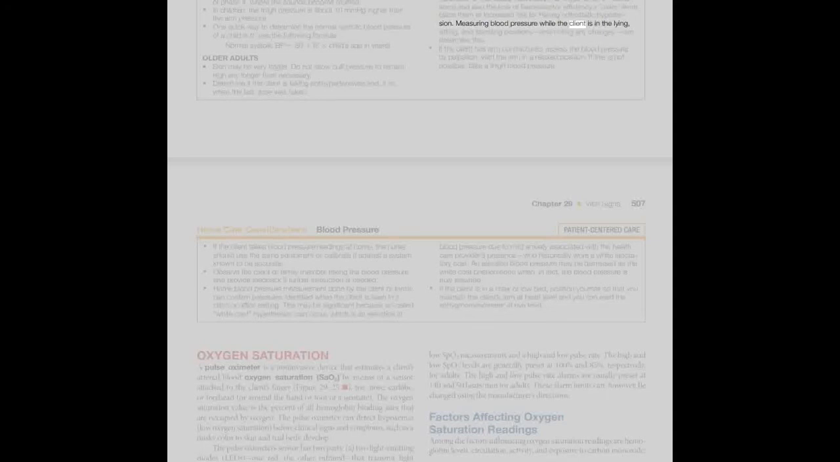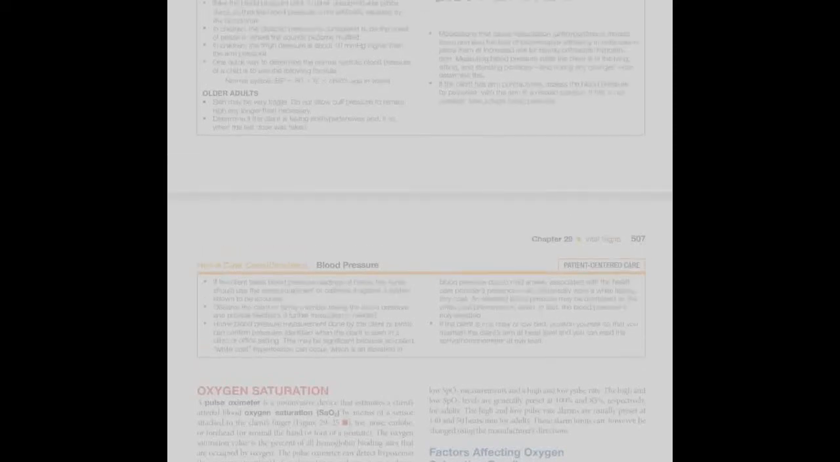Measuring blood pressure while the client is in the lying, sitting, and standing positions, and noting any changes, can determine this. If the client has arm contractures, assess the blood pressure by palpation, with the arm in a relaxed position. If this is not possible, take a thigh blood pressure. Figure 29-24: pediatric blood pressure cuffs. Safety.